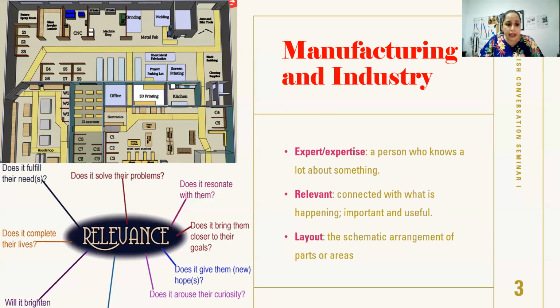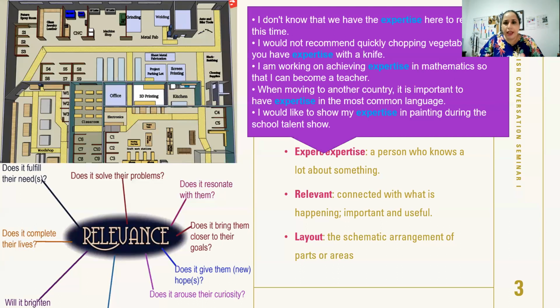Expert or expertise. Let's see, I have a few examples here. "I don't know that we have the expertise here to repair it at this time." What does it tell you? Oh, that person didn't know that there is another person who is an expert in that type of repair, maintenance. So that's a way to use the word.